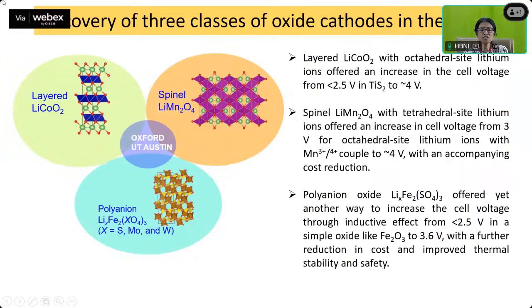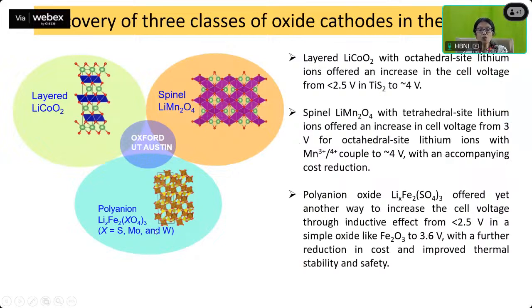Then you have another system of oxide cathodes, which are the spinels. So spinel LiMn2O4 with tetrahedral site lithium ions offered an increase in the cell voltage from 3 volts for octahedral site lithium ions with manganese 3 plus/4 plus coupled to 4 volt, with an accompanying cost reduction. So in this case, you are getting rid of the cobalt, which is expensive and also toxic. Instead of that, you are having earth abundant manganese in this case. And obviously, this leads to a cost reduction also.